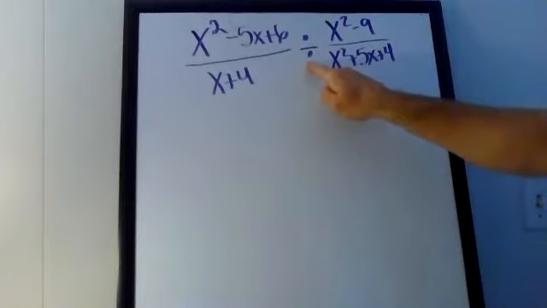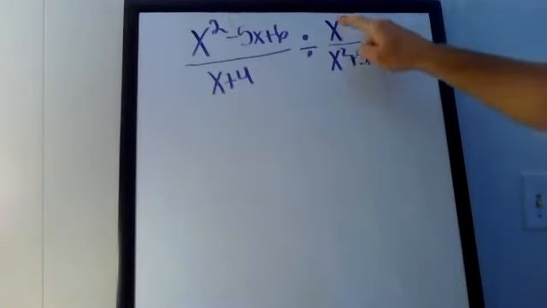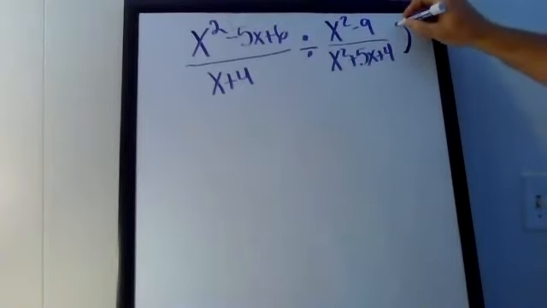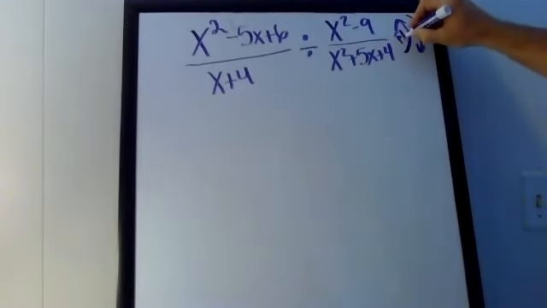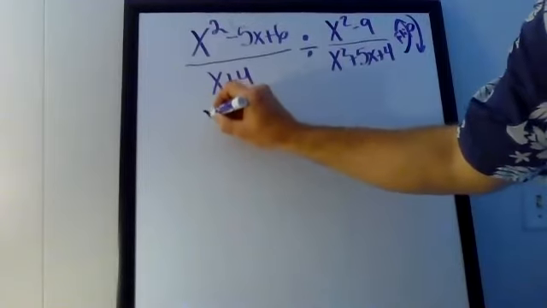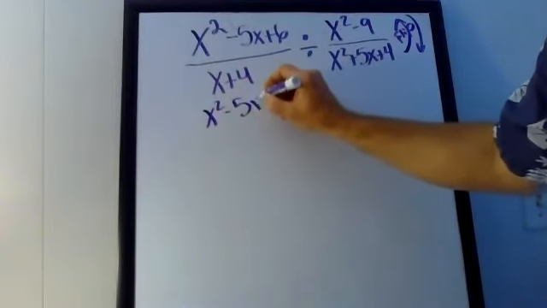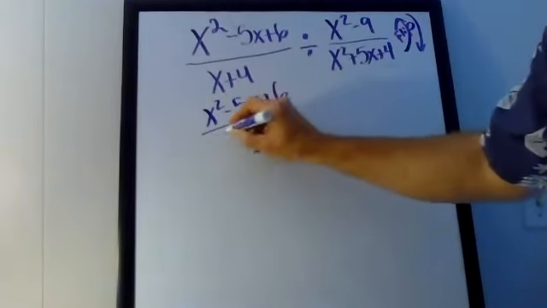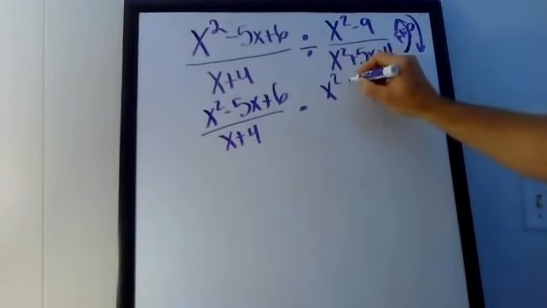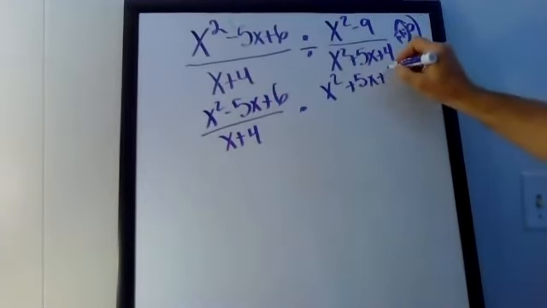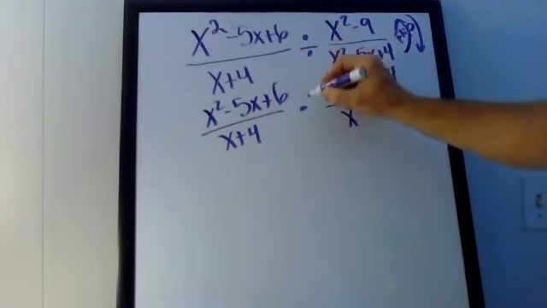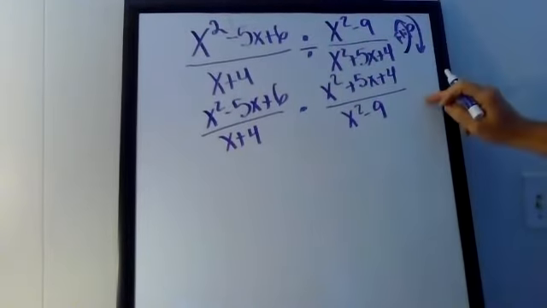So whenever we have a division of rational functions or expressions, when we divide by a fraction, we automatically take this fraction and we flip. That only occurs when we are dividing by a fraction. So I'm going to rewrite it out. x squared minus 5x plus 6 all over x plus 4 times x squared plus 5x plus 4 all over x squared minus 9. So division, multiplication, and the fraction is going to flip.